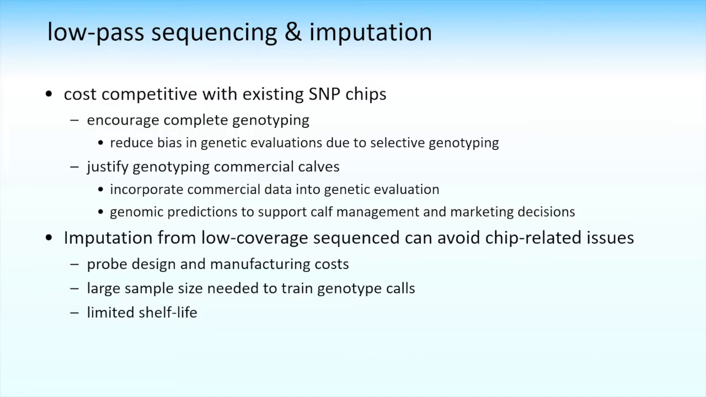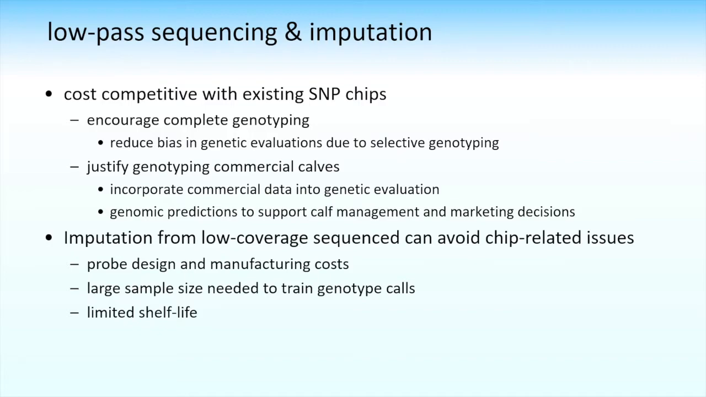Right now, the cost of low-pass sequencing and imputation is competitive with SNP chips, but low-pass can provide much more information. Developments in library prep and sequencing costs may reduce costs even more, which could encourage more complete genotyping to reduce bias and increase accuracy of genetic evaluations. Lower cost and more accurate predictions across breeds and crossbred cattle might also help to justify genotyping commercial calves.